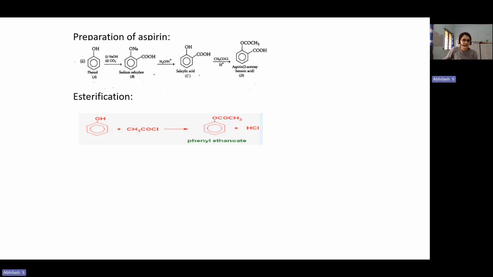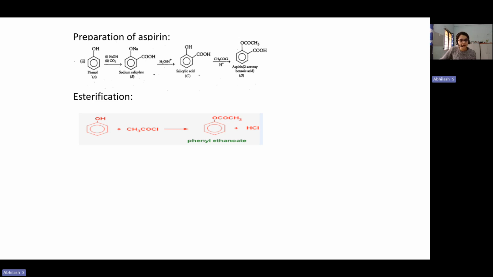There is another reaction called esterification. As I told you in the preparation of aspirin, when acetyl chloride reacts with phenol, it leads to the formation of phenyl ethanoate and hydrogen chloride as a byproduct. These are the most important preparations and reactions of phenols.